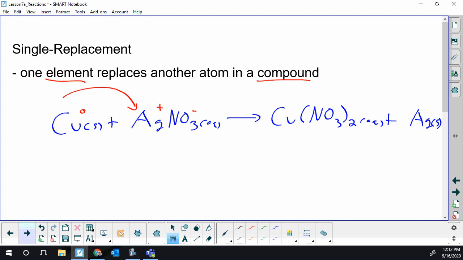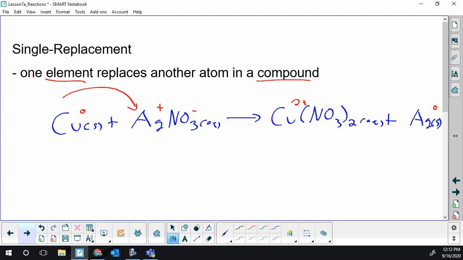And you see charges swapping, and you'll always see this with the metal. The copper starts neutral, and it becomes copper 2+. The silver in the compound has a charge, and when it pops out all by itself, it becomes neutral. And you'll always see this with the metals. The metal that starts by itself gets a charge. The one that starts in the compound loses it and becomes neutral.